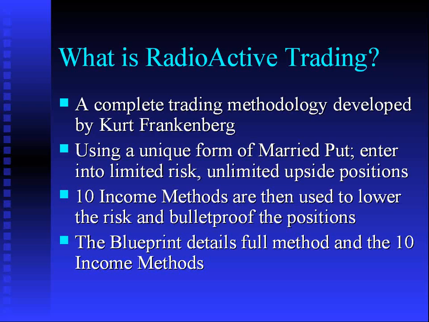He started doing further research and analysis into markets and trading techniques. And what he developed was a unique form of a married put, entering into a limited risk position that has unlimited upside profit potential. And then as he continued to trade this method, he realized that he could apply various income methods to generate premium, lower the initial at risk, and potentially bulletproof the position, meaning he's canceled all the risk, still has the protection in place, and still owns the stock. His full work is described in the blueprint, which details that full methodology and all 10 income methods.